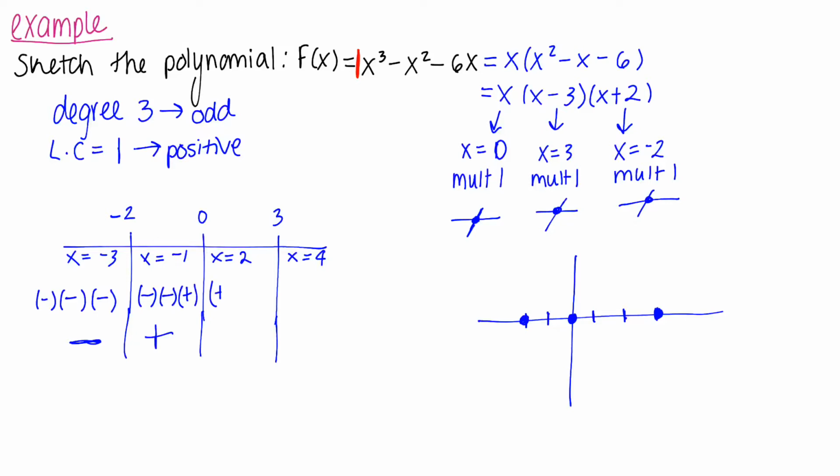2 is positive. 2 minus 3 is negative. 2 plus 2 is positive. This whole thing is negative. 4 is positive. 4 minus 3 is positive. 4 plus 2 is positive. This whole thing is positive.